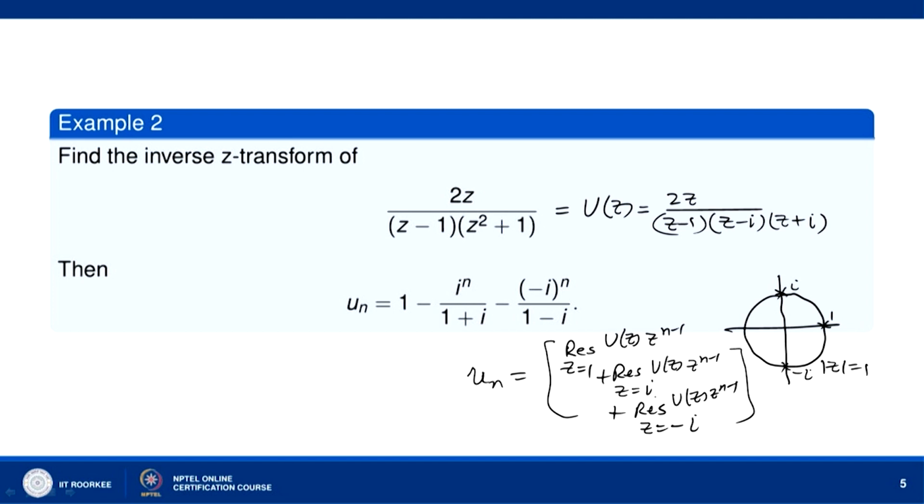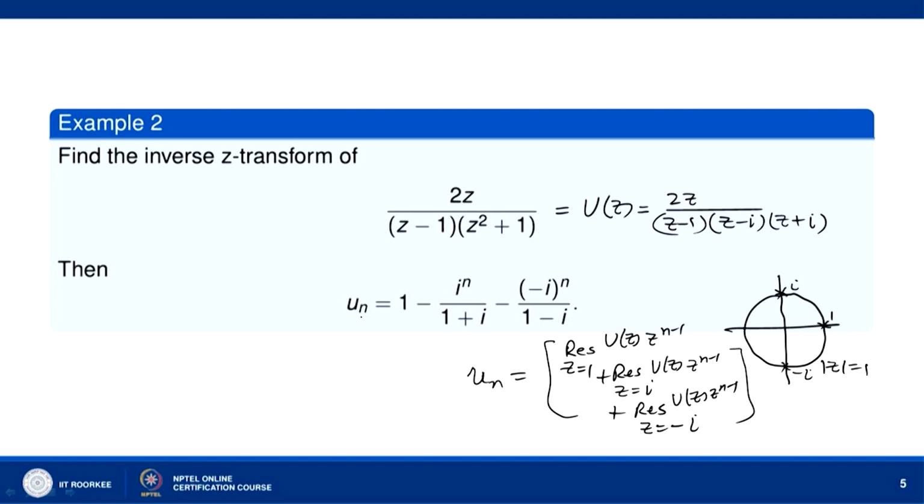So, we have seen just now how to find the residue at a simple pole. Suppose we want to find the residue at z equal to 1, then you multiply U(z) into z to the power n minus 1 by z minus 1. z minus 1 will cancel with the z minus 1 in the denominator of U(z), and then you take the limit as z tends to 1. So, we get the residue at z equal to 1, and similarly we can find the residue at z equal to i and minus i. Then the sum of the residues at 1, i and minus i will give you the desired inverse Z transform, which is the sequence u(n).